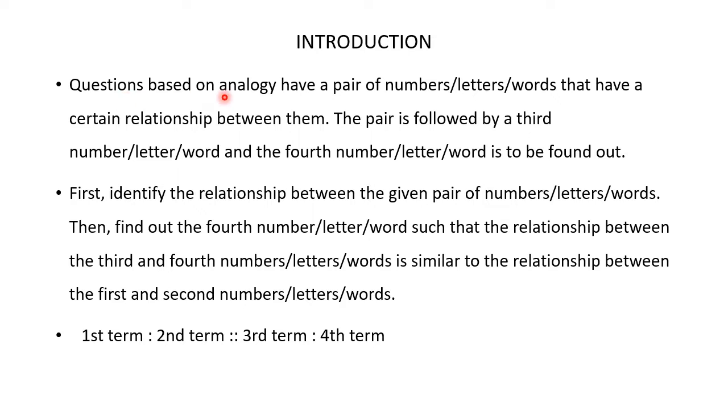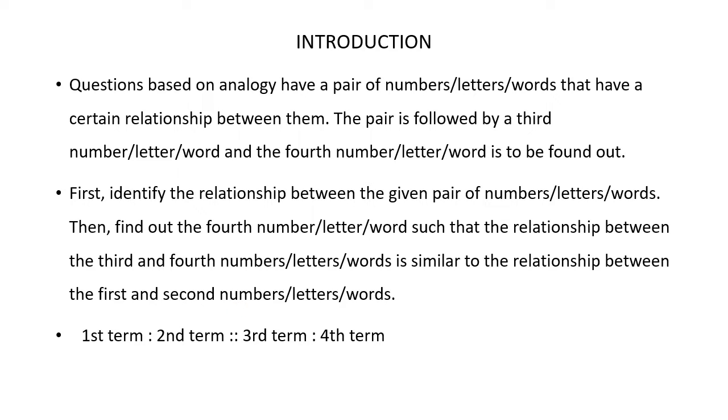Questions based on analogy have a pair of numbers, letters, or words that have a certain relationship between them. The pair is followed by a third number, letter, or word, and the fourth number, letter, or word is to be found out. To solve such analogy questions, first identify the relationship between the given pair of numbers, letters, or words. Then find out the fourth number, letter, or word such that the relationship between the third and fourth numbers, letters, or words is similar to the relationship between the first and second numbers, letters, or words.